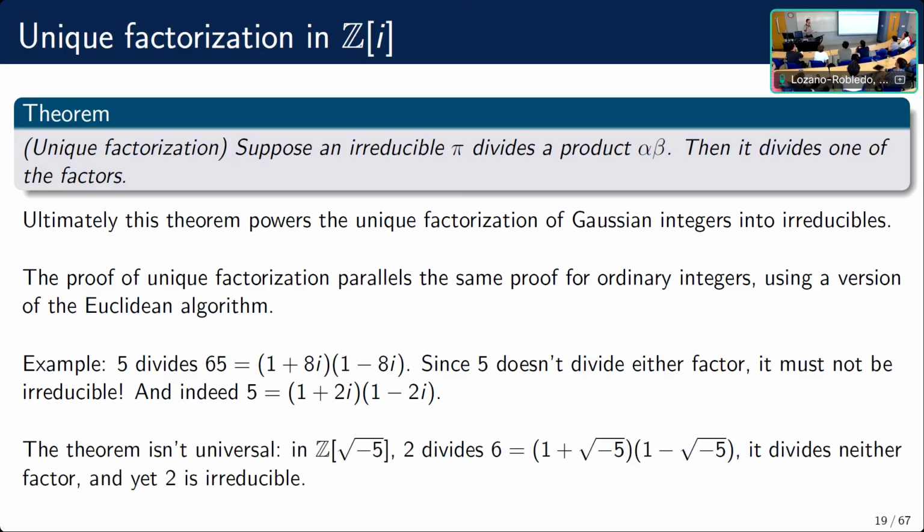And here's a note. The theorem of unique factorization is not at all universal. You can't take it for granted. In a related ring where i is replaced by the square root of -5 instead of the square root of -1, 2 divides the number 6. And 6 factors this way: 1 plus root -5 times 1 minus root -5. But 2 divides neither of these factors, it turns out. And yet 2 is irreducible. You can't factor 2 any further in that ring. That statement requires proof, but the proof is not very hard. There's just no such factorization. So some rings have the property of unique factorization, and others don't.